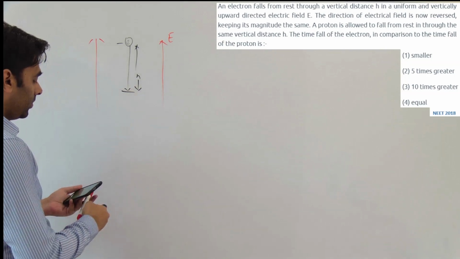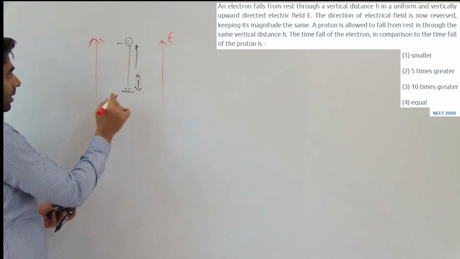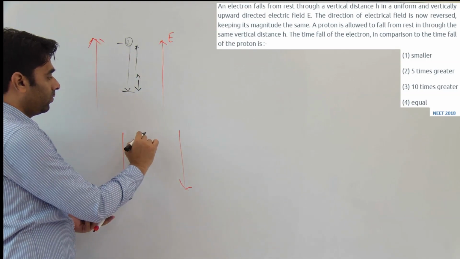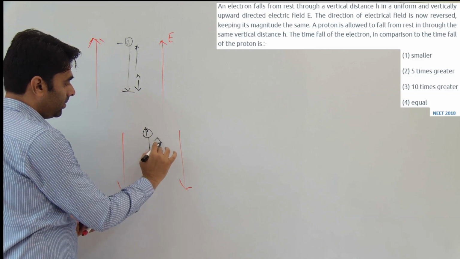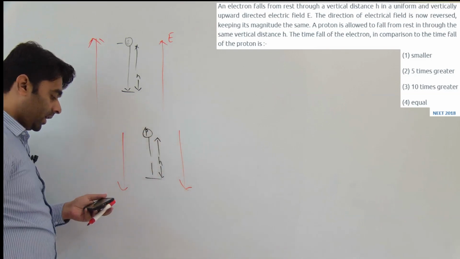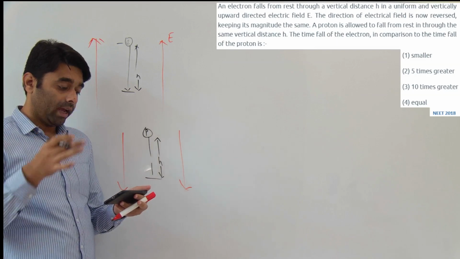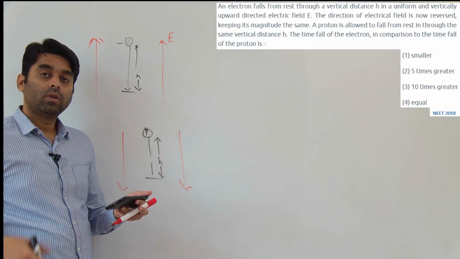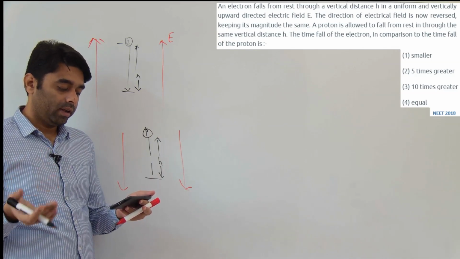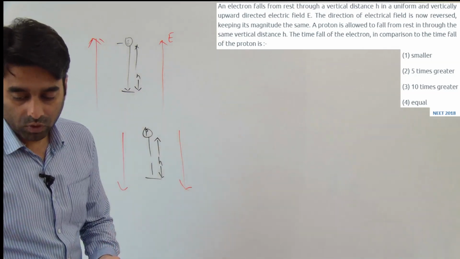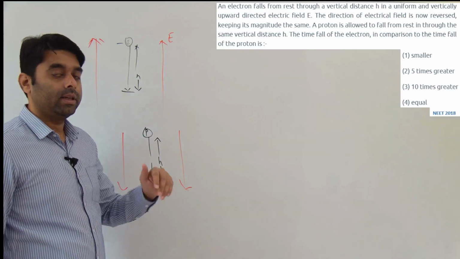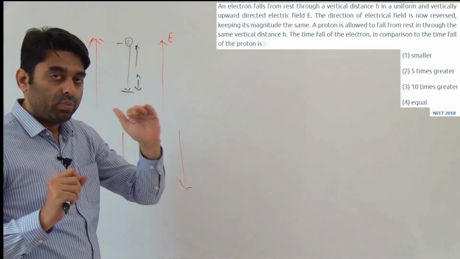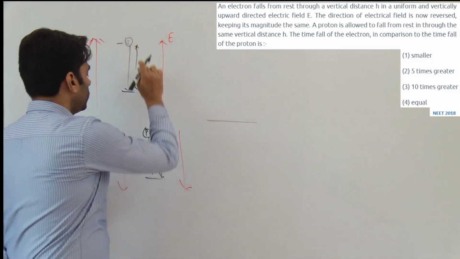Fine. Now the direction of the electric field is reversed. That means earlier it was upward, now we have made it downward. And a proton is made to fall now through the same distance h. They are asking us the time of fall of the electron in comparison to the time of fall of the proton: is it smaller, 5 times greater, 10 times greater, or equal. Let us see. This question basically uses our knowledge of kinematics. What is our motion? In motion under gravity we studied something. Both of them are starting from rest.